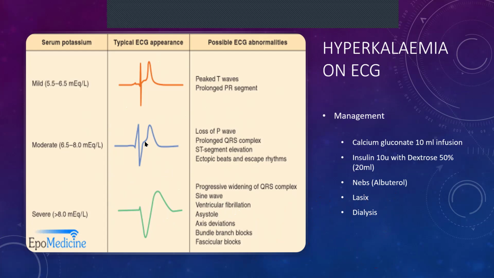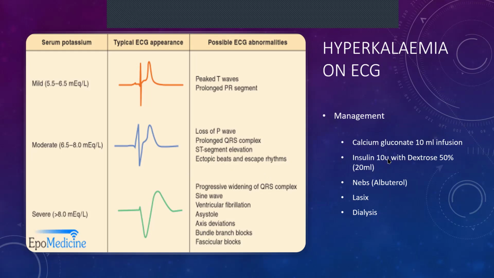Now, that patient that we had in the answer, their potassium was actually 8.3. So they had probably just started going into this part of it. And that's why we could see some ST segment elevations and ectopic beats and escape rhythms. So what I will tell you is that once your patient has a wide QRS complex with hyperkalemia, the first thing that you're going to do is give them calcium gluconate. It's 10 mils infused over a very short period of time, maybe about 5 to 10 minutes.